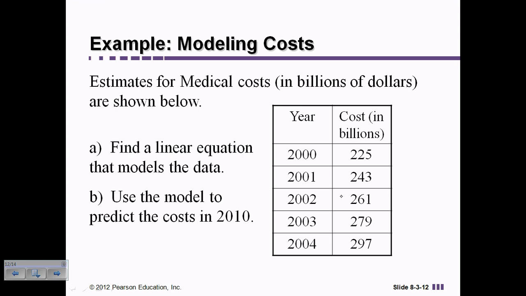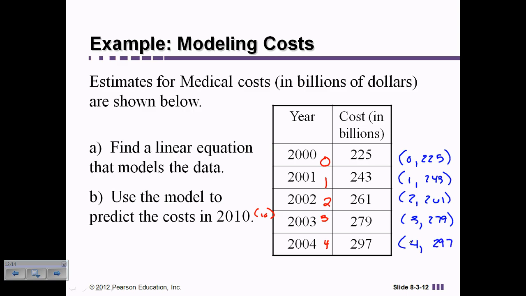Now, what they're going to do to make it a little bit simpler to deal with is they're going to assume that year 2000 is 0, this is 1, this is 2, this is 3, and this is 4. So the year 2010, you would be using the value of 10. We're going to take each of these values in the chart and create an ordered pair with it. So 0, 225, 1, 243, 2, 261, 3, 279, and 4, 297.